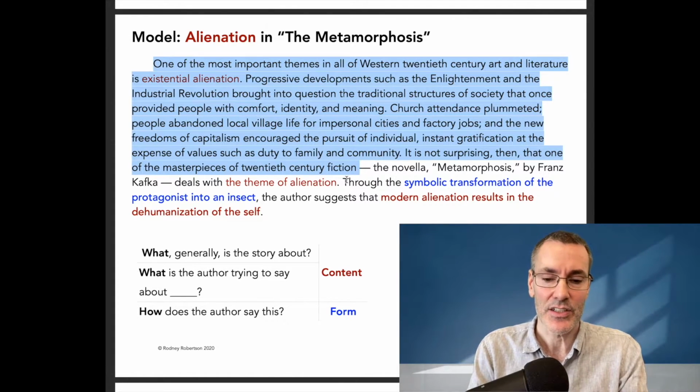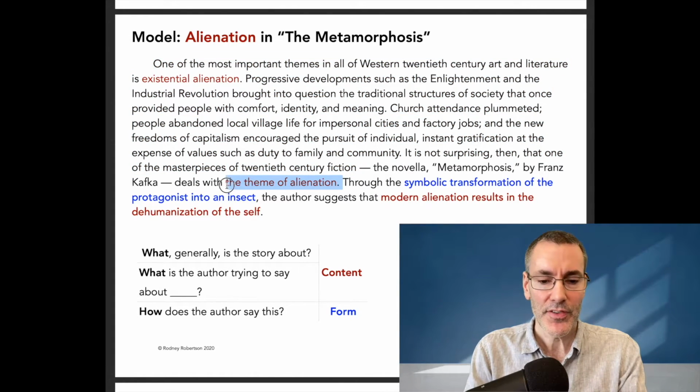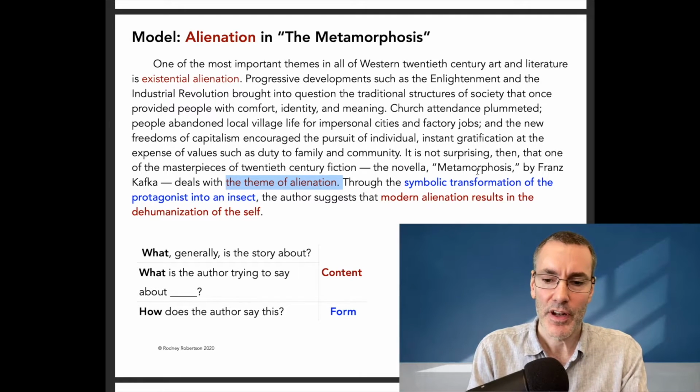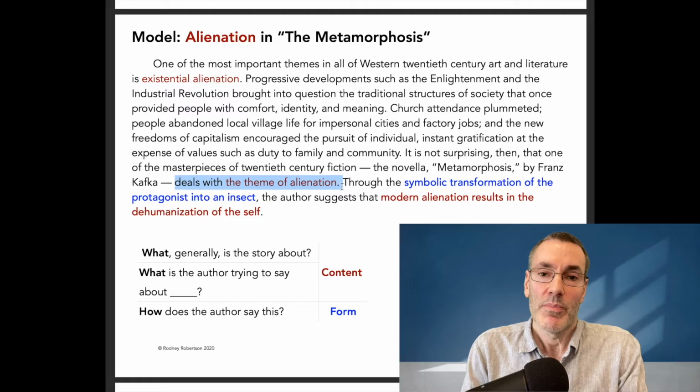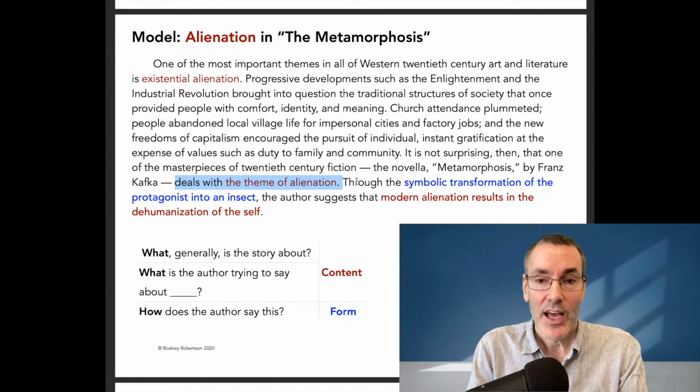Alienation is this. Then it says it here. This is that grade 5-ish kind of statement. Watch this. It is not surprising then that one of the masterpieces of 20th century fiction, the novella Metamorphosis by Franz Kafka, deals with the theme of alienation. You can say that. It's grade 5-ish because it's just indicating that, yeah, the theme of Harry Potter is racism or whatever. But watch what happens next.